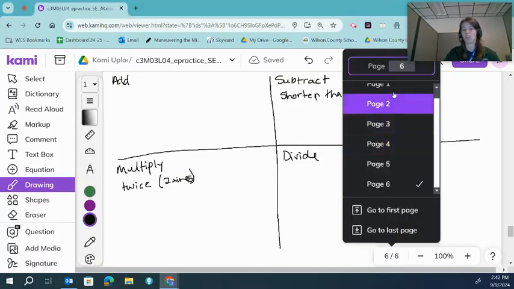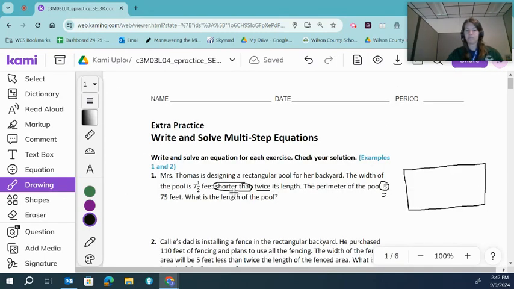So shorter than is subtraction, but it's also a turnaround, which means the order that it's written is going to be flip-flopped from the order that you would write it in the equation. So in your equation, 7.5 feet shorter than twice its length, we're going to start with twice the length and then minus 7.5 feet. And my length is going to be here.